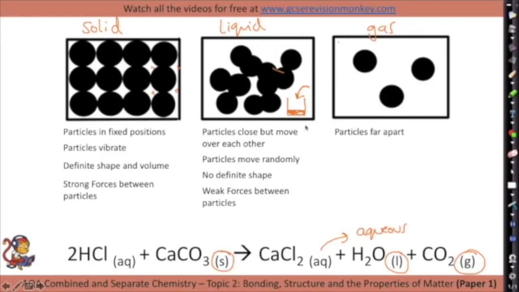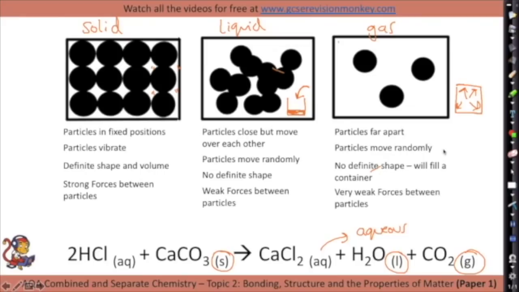With a gas, the particles are far apart. The particles are moving randomly in all directions. A gas has no definite shape, and in fact this will fill and take the shape of any container that you put them in. So if you were to put a gas into this container, it would completely fill the container and take the full shape of the container. And there are very weak forces between the particles, weak intermolecular forces, and they can move past each other and be far apart.